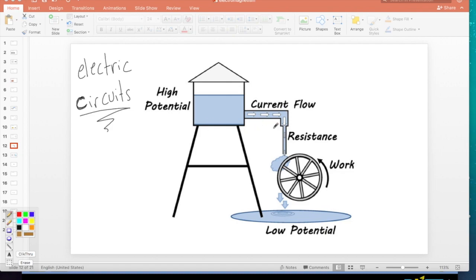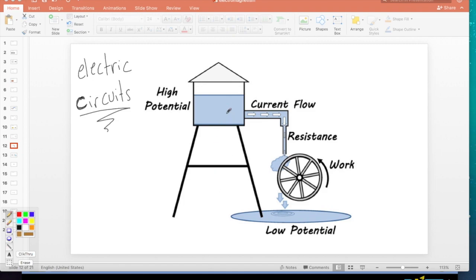So to begin this, I actually want to start looking at a system that is a little bit more tangible, easier to see, easier to imagine, easier to work with. Instead of looking at little electrons flowing, why don't we imagine water flowing? So here I have a system of flowing water. Here's my water up high in a water tower.